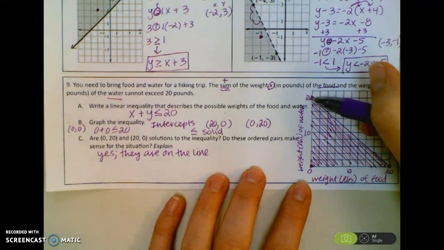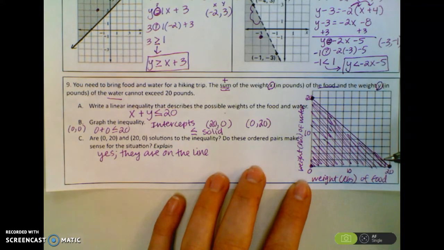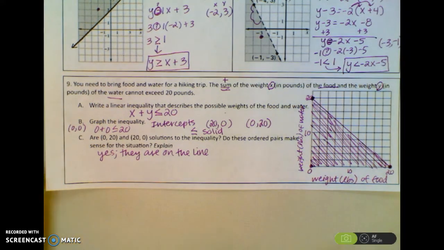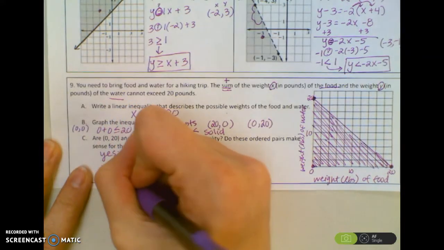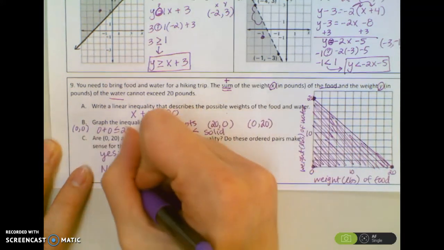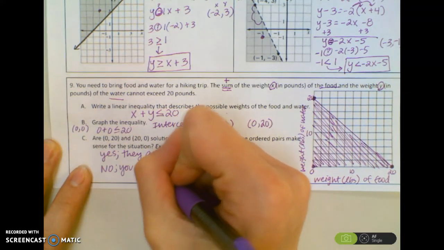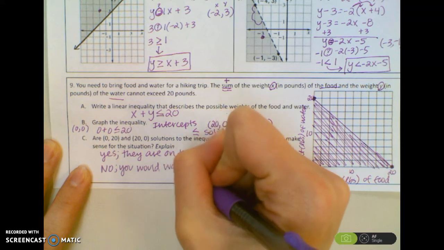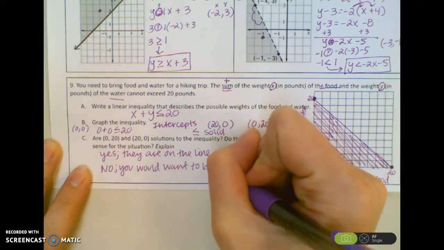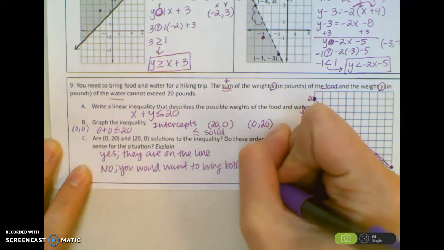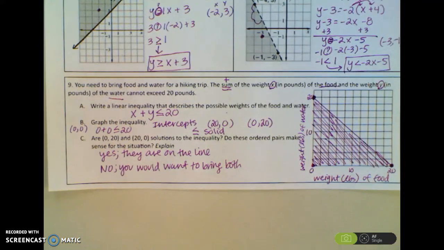All right, what about this one? Does this make sense? Can I bring 20 pounds of water and no pounds of food? That also sounds foolish because we need food to survive as well on our hike. So no, neither of these make sense because you would want to bring both. You'd want to bring both food and water to be able to survive on the hike.